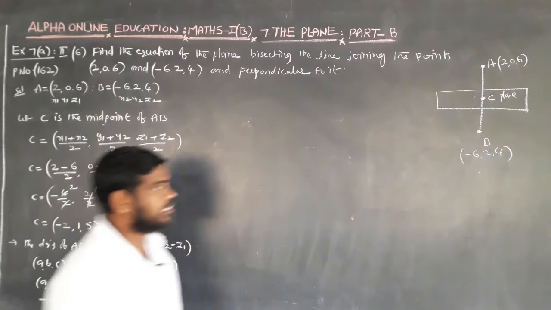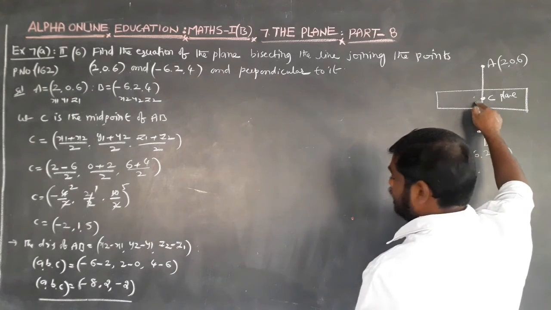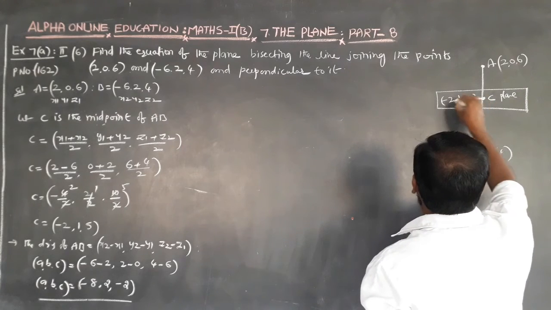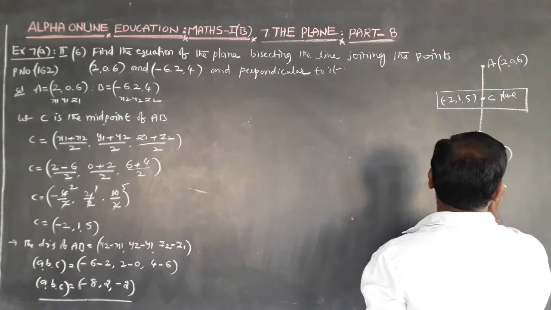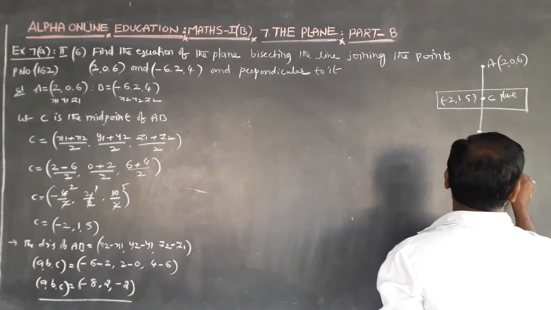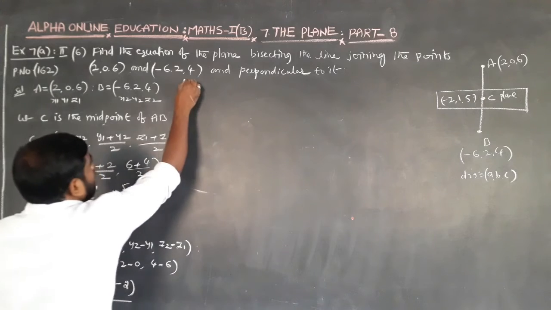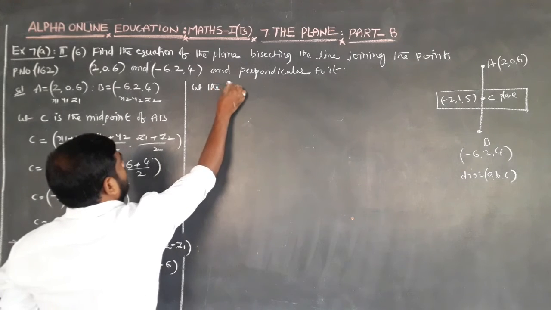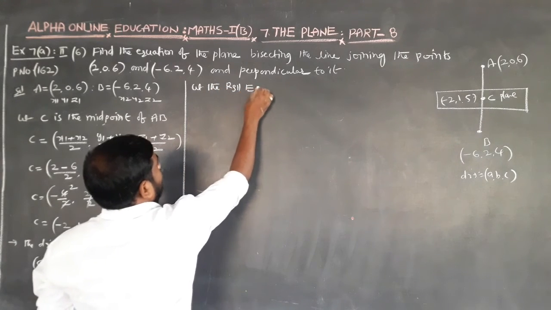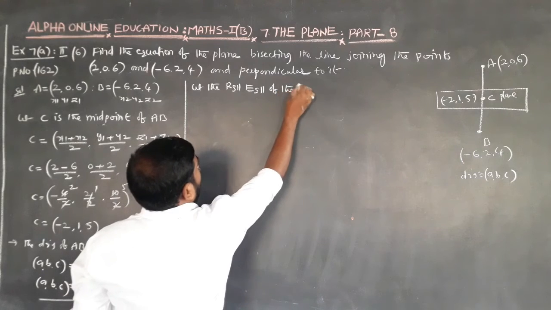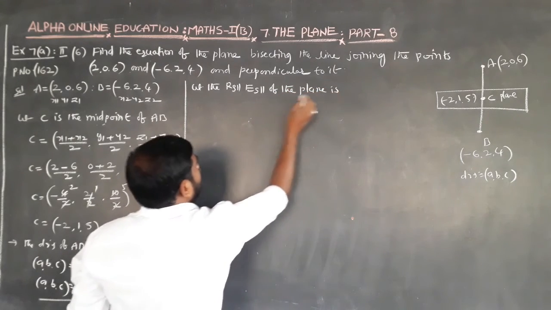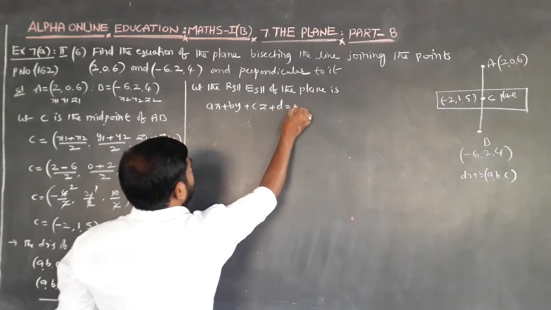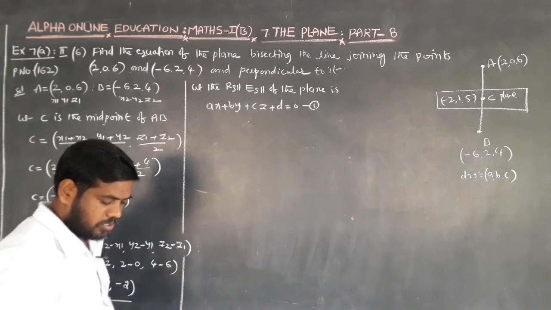So here C is the midpoint of AB, the point minus 2, 1, 5, and the DRs of AB are a, b, c. Let the required equation of the plane be ax plus by plus cz plus d is equal to 0. Equation number 1.